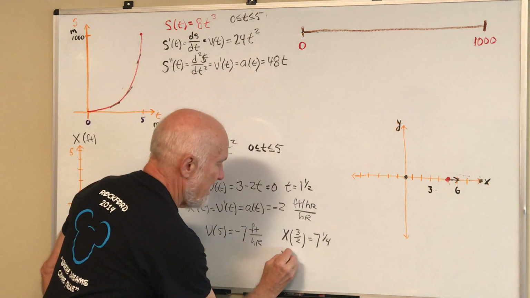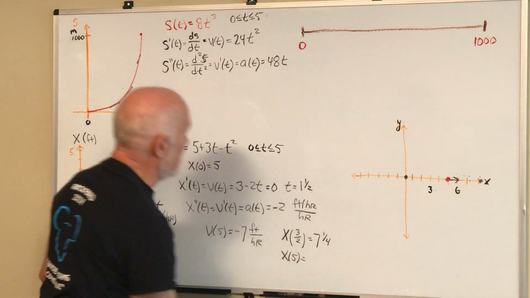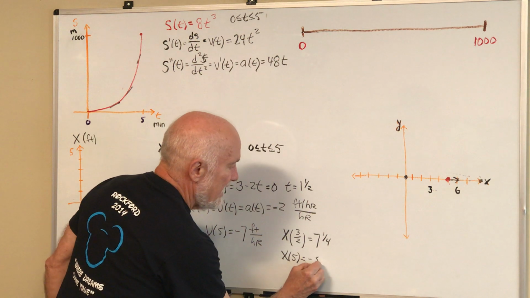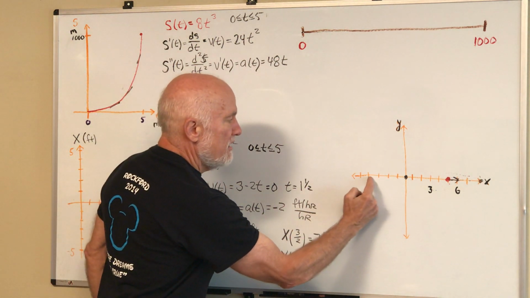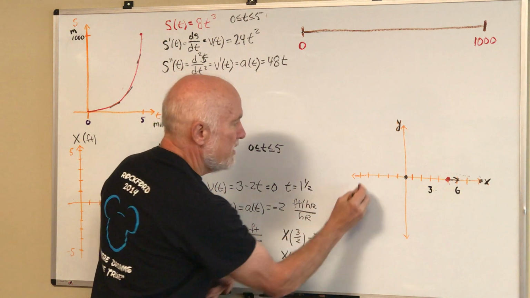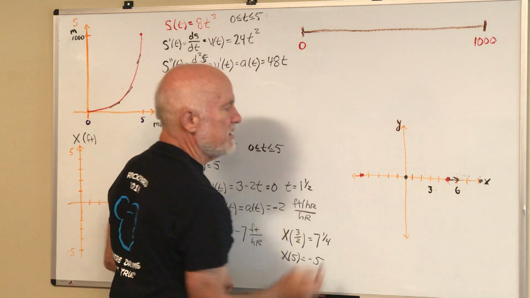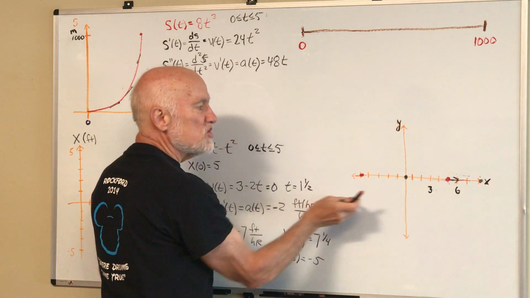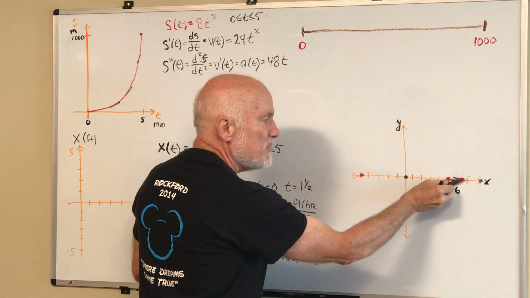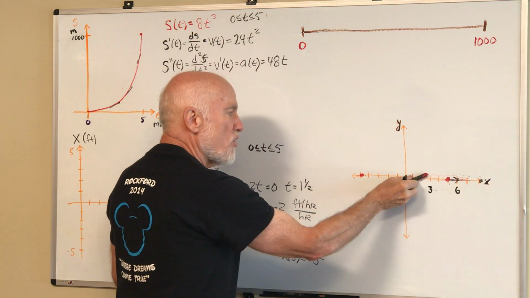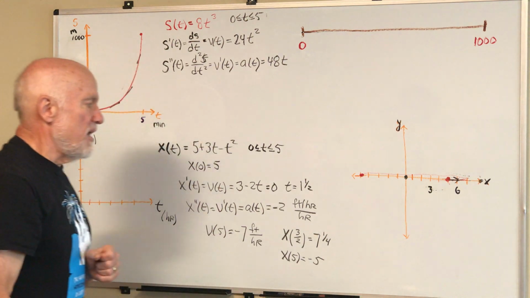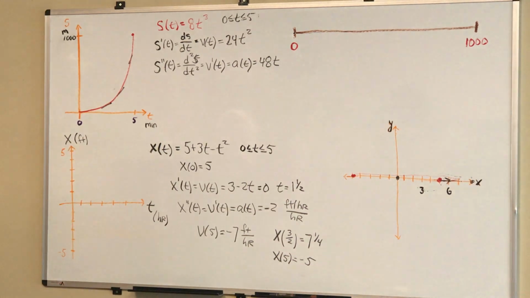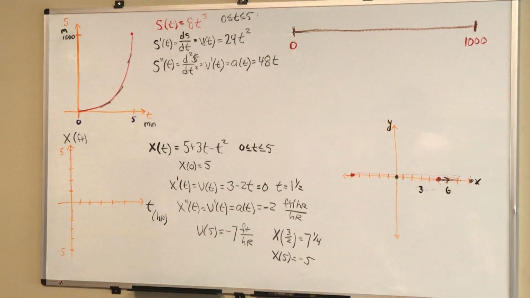And what is x of 5 at the end of the trip? That's 5 plus 15 minus 25. It ends up at negative 5. So it would end up over here. So we can predict that it's going to move this way, then move this way. And what should it be doing? It should be slowing down at the beginning, and then as the velocity gets more and more negative, it should be speeding up. So let's try this once. Let's try another animation and see if it really does that.